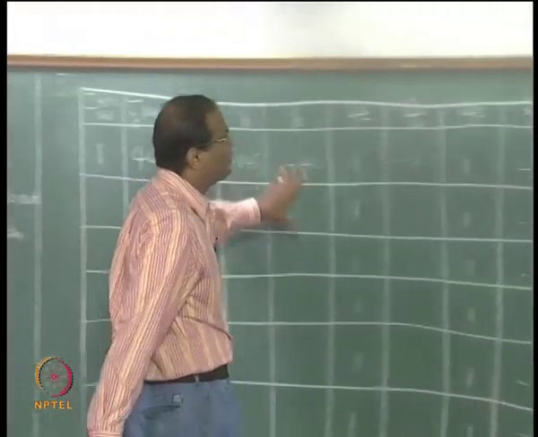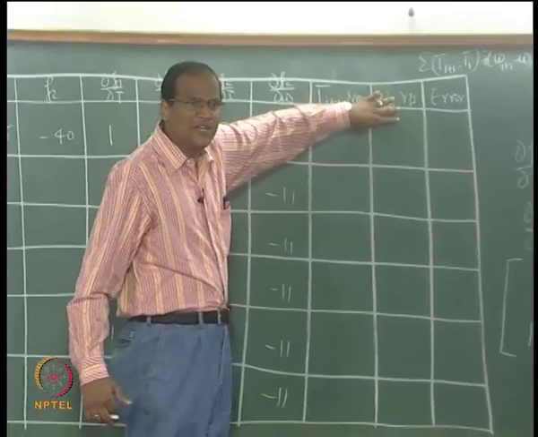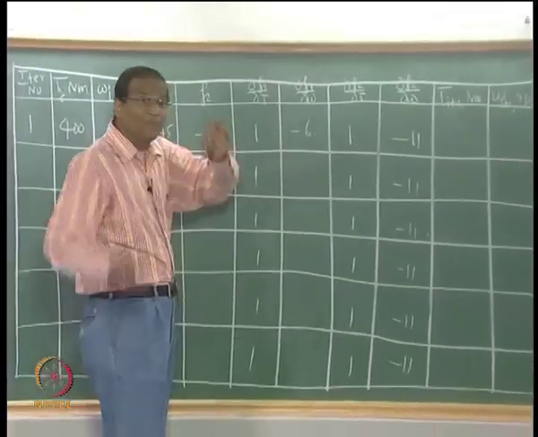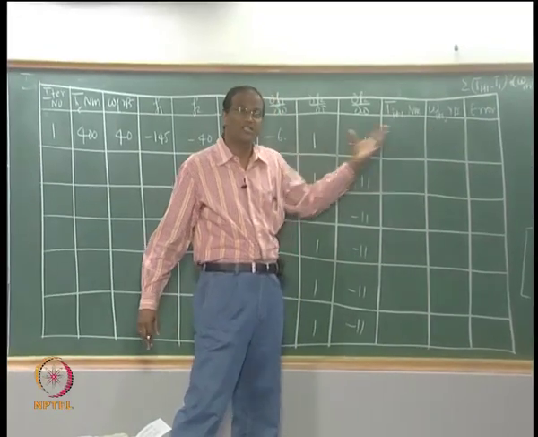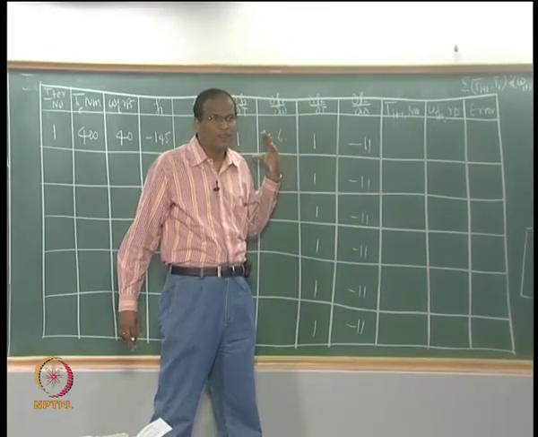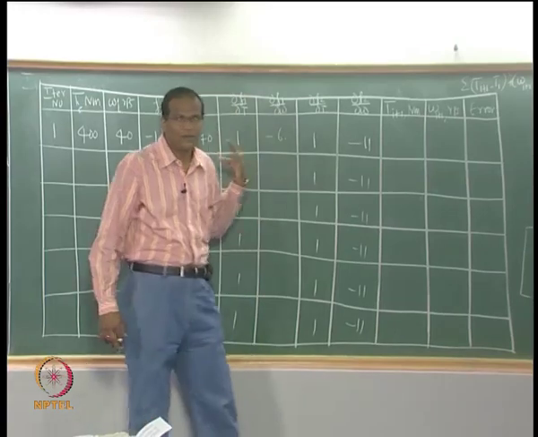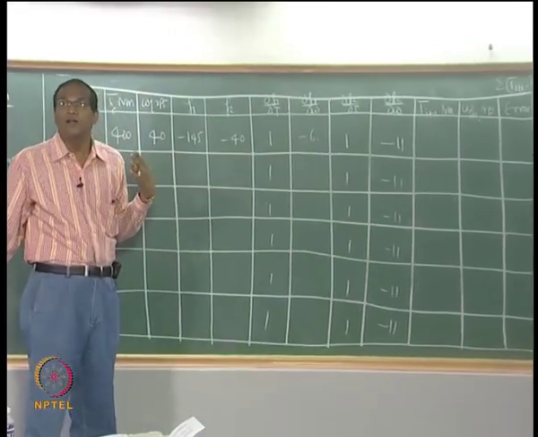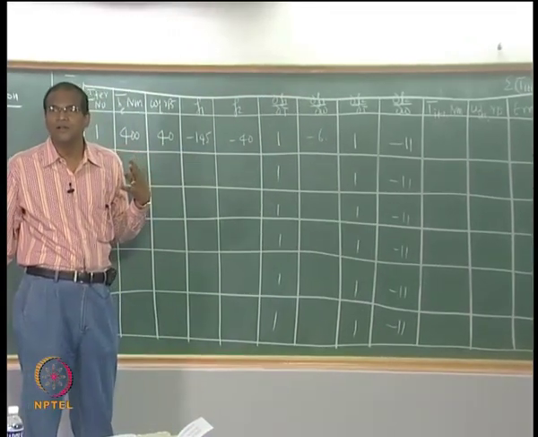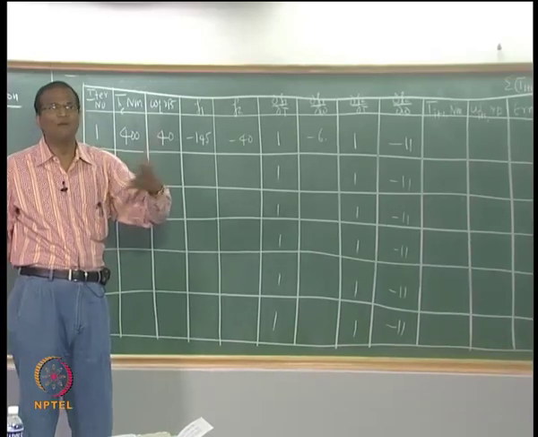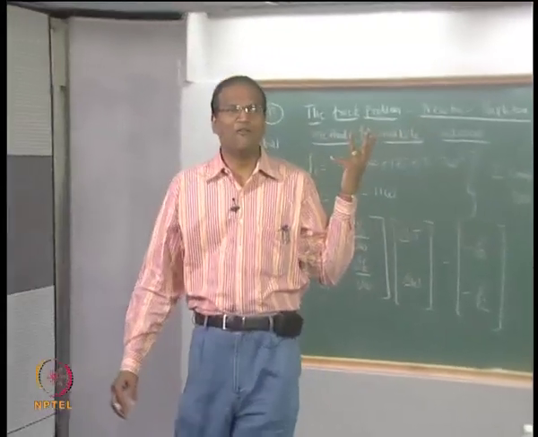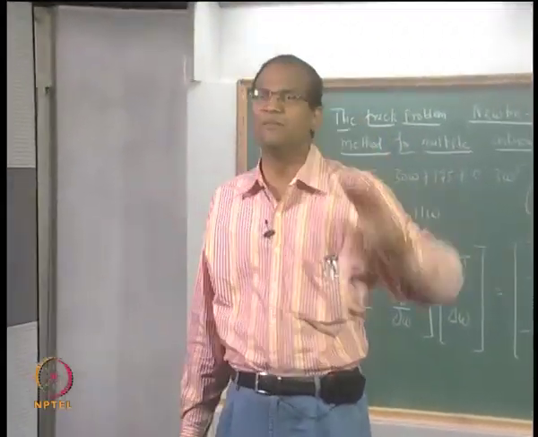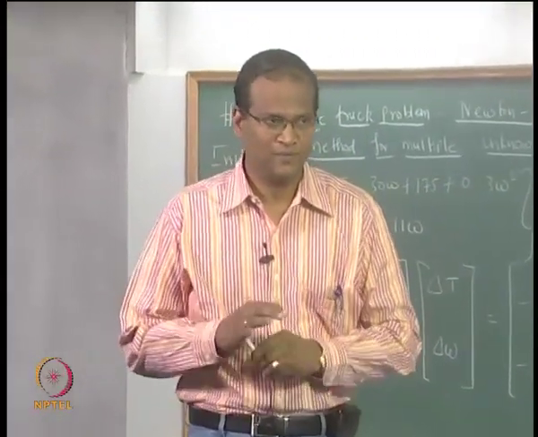See, you can stop the iterations either when t and omega are not changing, or when F1 and F2 become close to 0. Eventually when F1 and F2 are close to 0, this fellow also will become stationary, these 2 fellows. Okay.